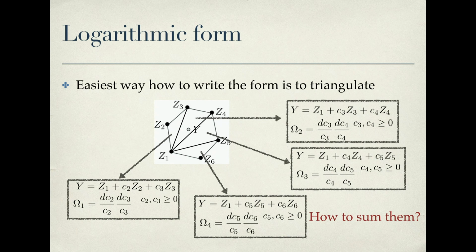OK, now I can triangulate the polygon. So I can divide it in terms of triangles. And then in each triangle, I write Y as a linear combination of only the 3 Z's.